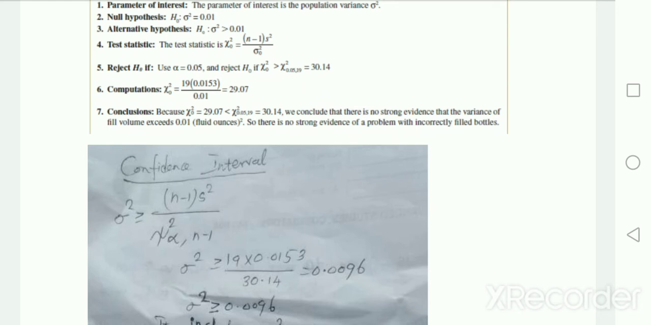29.07. Actually this 29.07 is less than 30.14. So this is not under the rejection criteria. So we cannot accept the alternative hypothesis. This is not under rejection criteria, correct? That is, we have the opposite form, chi-square less than chi-square alpha comma n minus 1.